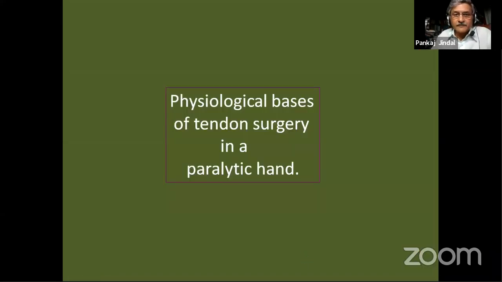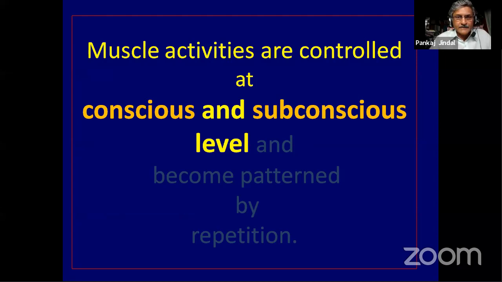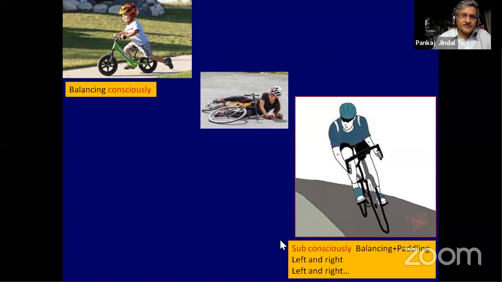Now let's talk further about the physiological basis of tendon surgery in a paralytic hand. The muscles are active and they are controlled at the brain level, at a conscious level or at a subconscious level. Like this child, the child is learning to balance very consciously. He might trip a little, quite a few times, bruise himself, but most of his activities to start with are at a conscious level. But as he goes further and further, these become subconscious, and balancing is subconscious, pedaling is subconscious, from left to right, from left to right.